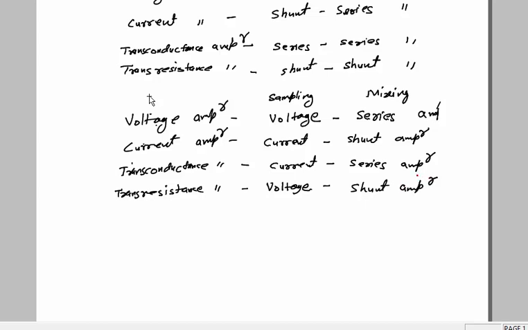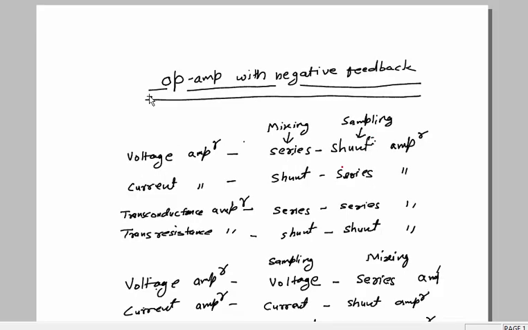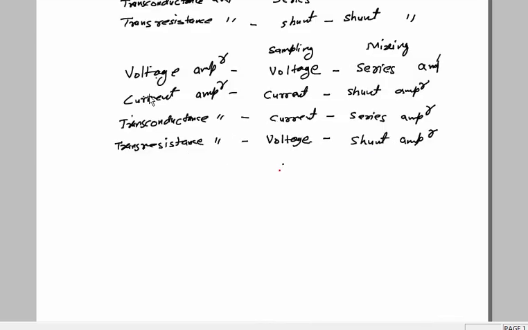Okay, so this is another way of naming this. In this way, when we write series shunt, first we are writing for mixing, then for sampling. But in this case we are writing first for sampling, then for mixing. So see this very carefully, because as I told earlier, this is the most confusing part which most of the students get confused. So I hope this is clear.